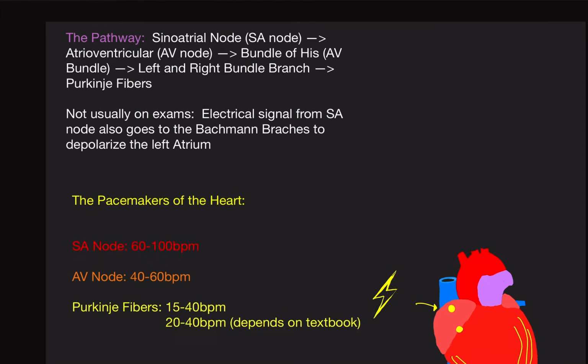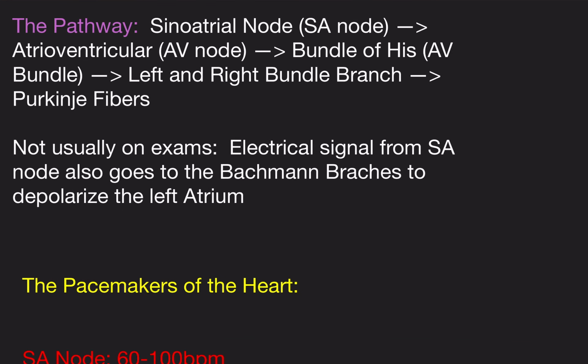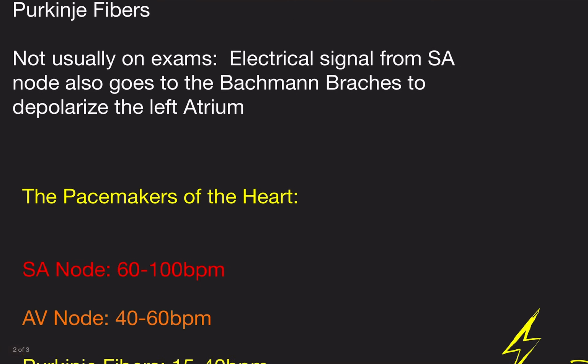All right, so this pathway here, we got the sinoatrial node, which is the SA node, goes to the AV node, which goes to the bundle of His, also known as the AV bundle. I call it bundle of His, but maybe your teacher calls it AV bundle. I like to say bundle of His because I don't want to say AV bundle and get confused with AV node, right? Then we got the left and right bundle branches. And then we finish off with the Purkinje fibers. Now, not usually on exams or taught, but the Bachmann branch is to contract the left atrium. Now let's talk about the pacemaker of the heart.